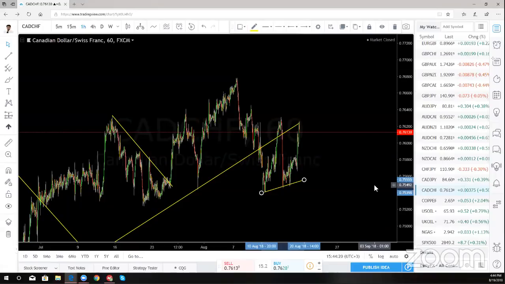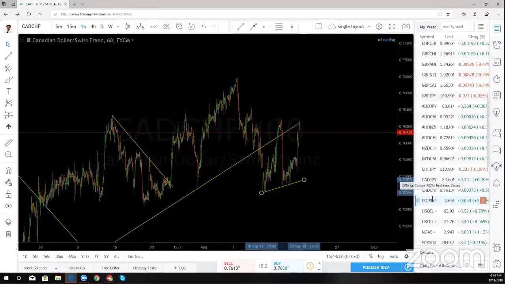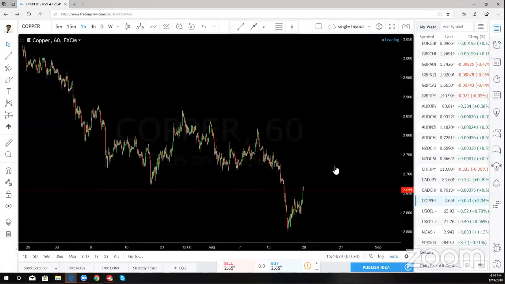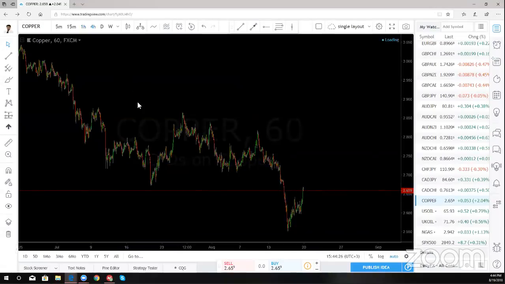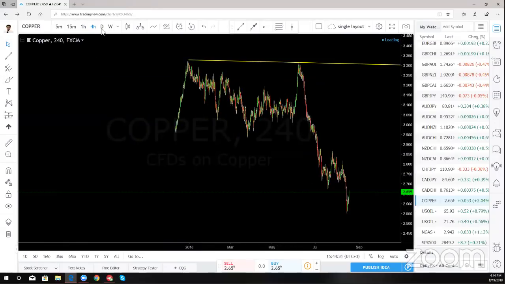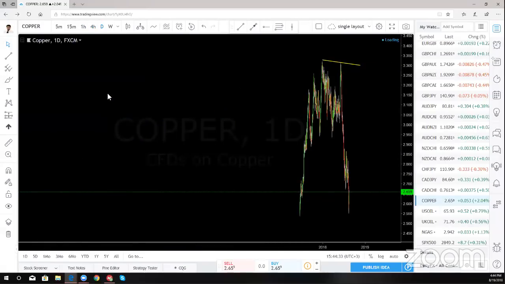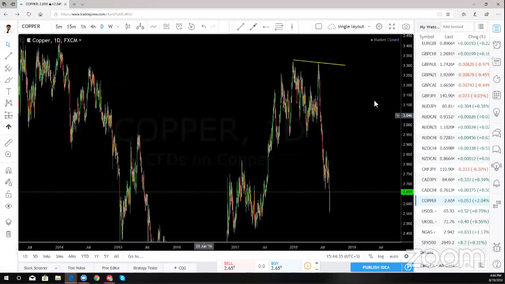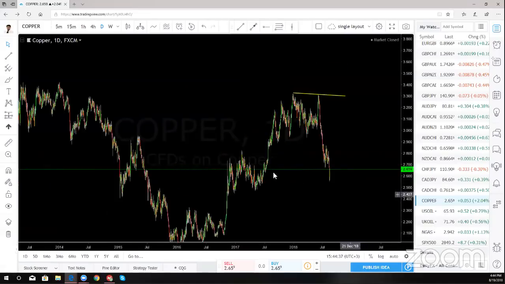Copper. Put copper like this and squeeze it. Put it in the daily probably. Good. So the big question with this is, what are we looking at?